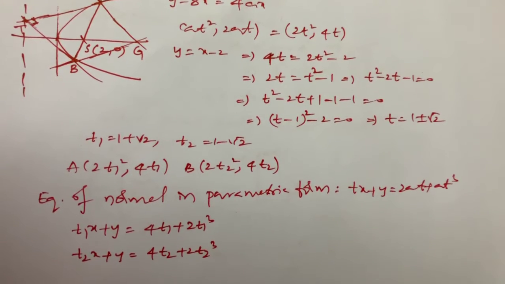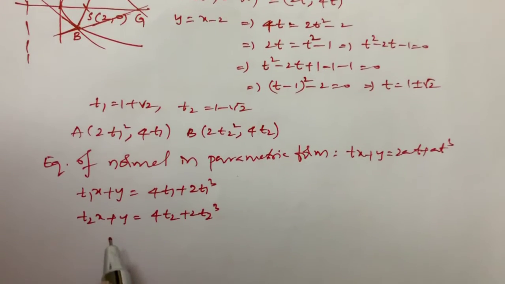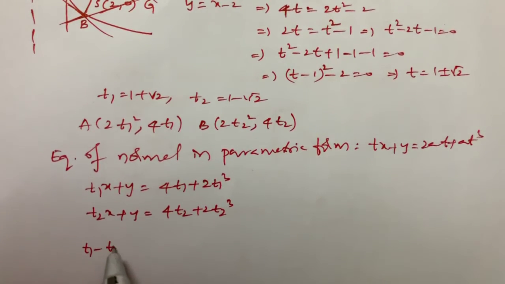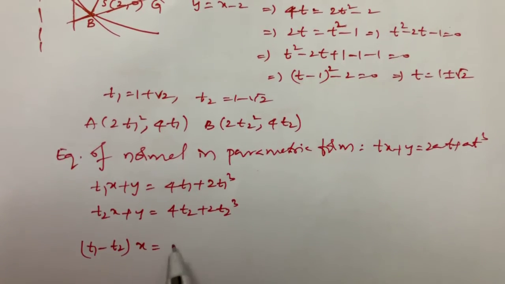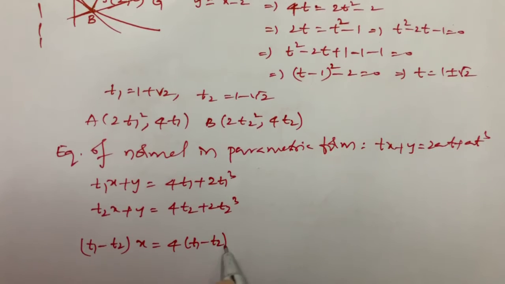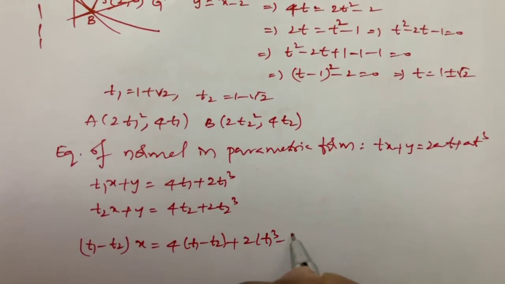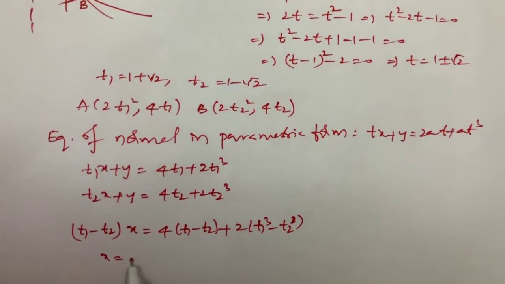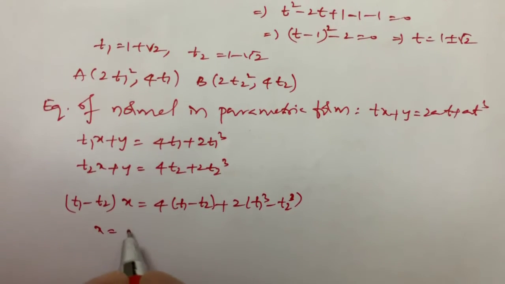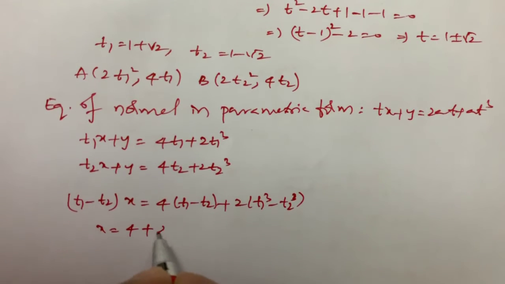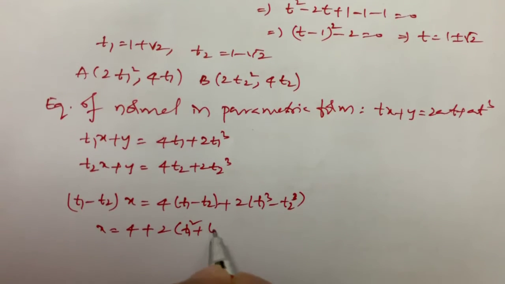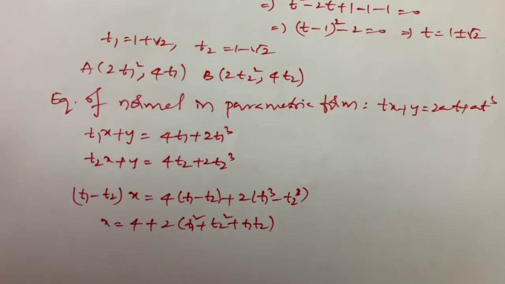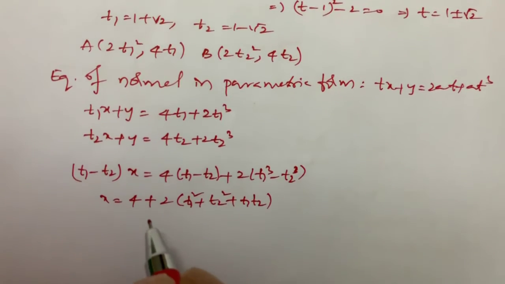So if I want the point of intersection of them, if I subtract these two equations, (t1 - t2)x = 4(t1 - t2) + 2(t1³ - t2³). So we can cancel t1 - t2 throughout. So x = 4 + 2(t1² + t2² + t1t2). This is the x coordinate.